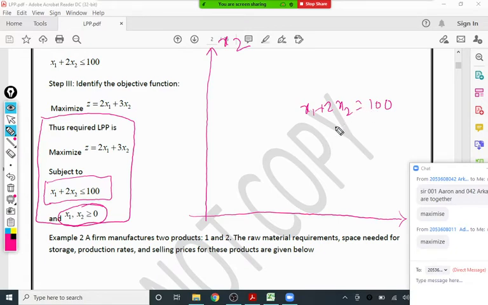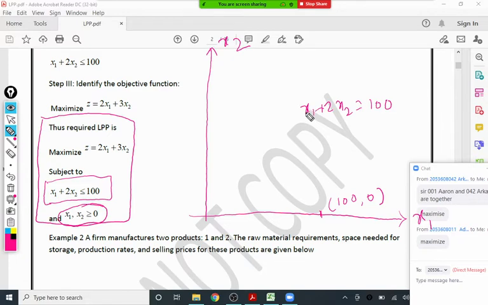The simple points are on the x and y axes. Suppose I want a point on the x1 axis, I'll put x2 equal to 0. So if x2 is 0, x1 is 100. Suppose this is my 100 value. So this is the point 100 comma 0, because I replaced x2 by 0 and x1 becomes 100. Let me find another point, so I'll put x1 equal to 0 now.